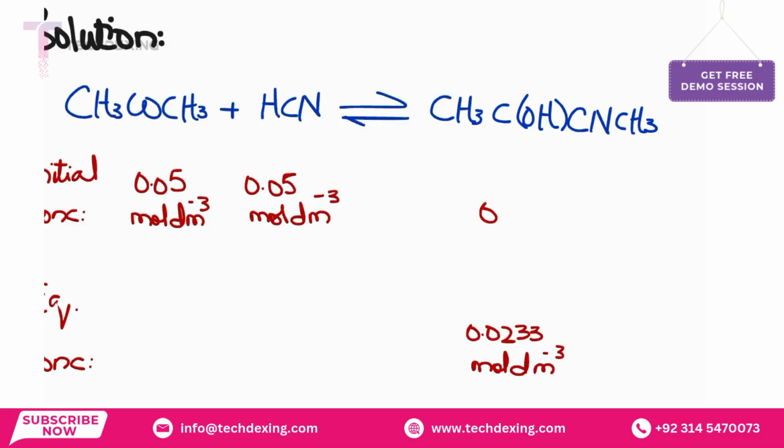So if we talk about the stoichiometry, I was telling you that there is a 1:1 stoichiometry between the products and the reactants. If at equilibrium 0.023 moles of product have been found, it means that the same number of moles of reactants have been converted into products. Got it?